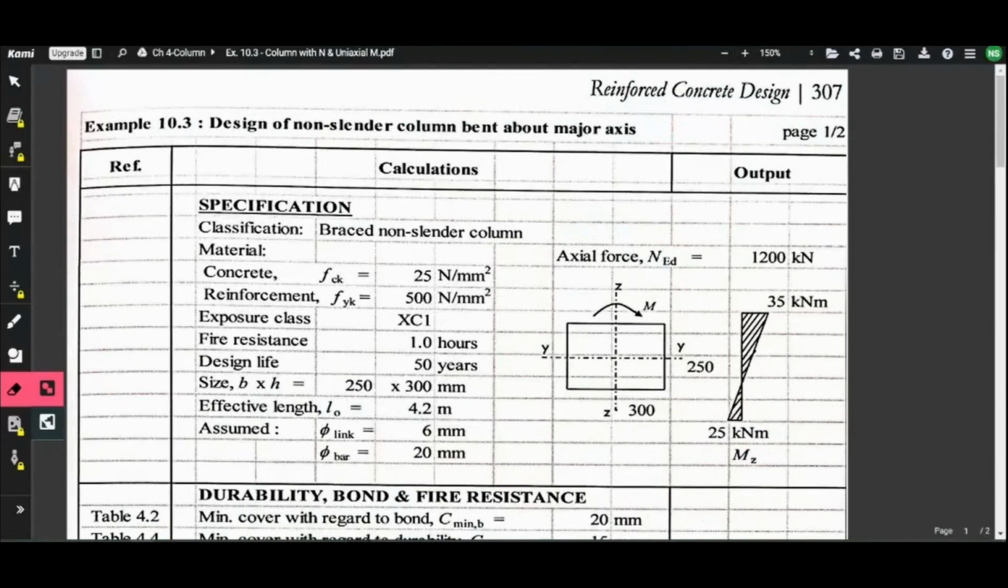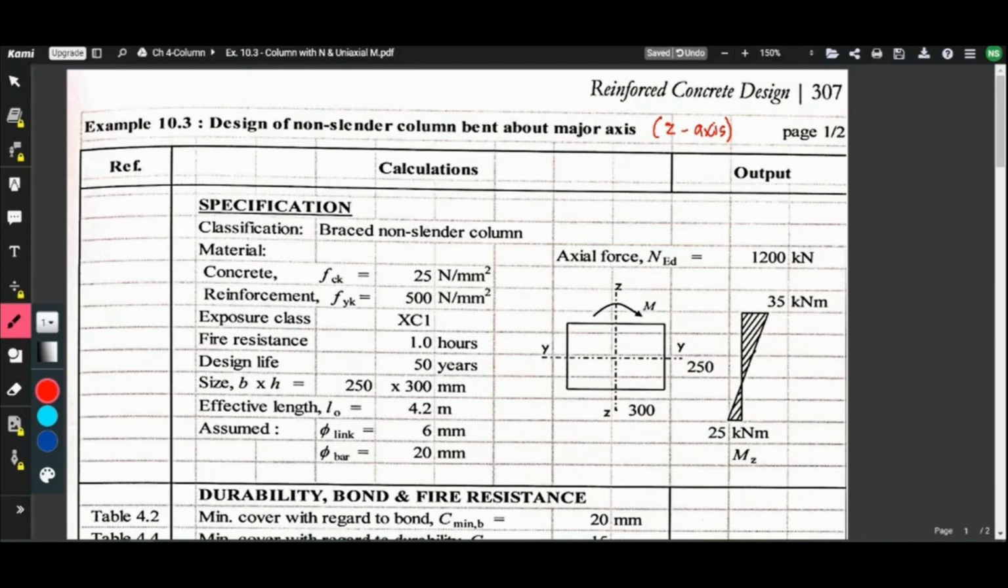So for today, we will look at example 10.3, design of non-slender column bent about major axis. Major axis here is the Z axis. Classification for the column is braced non-slender column, so it is a braced short column.